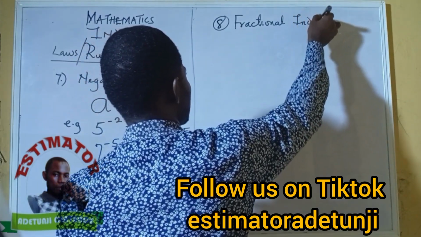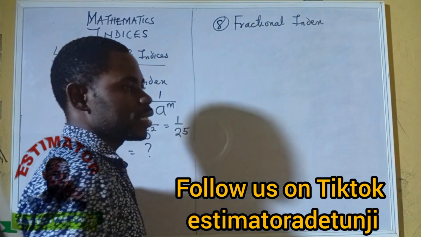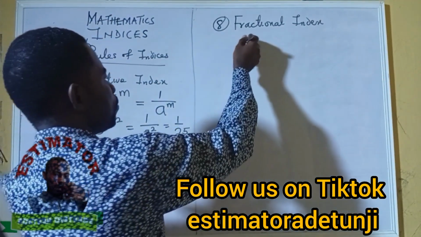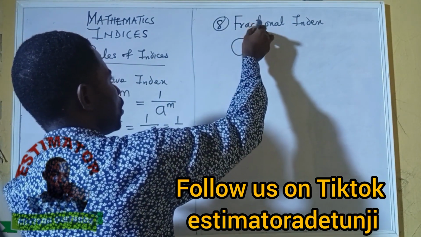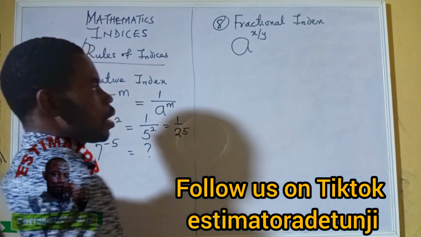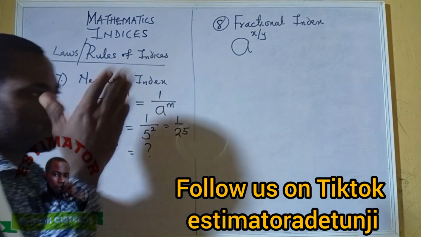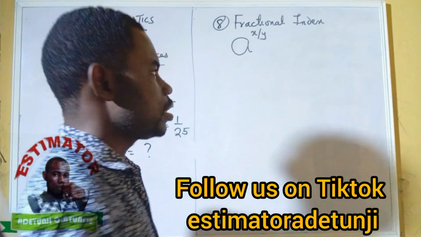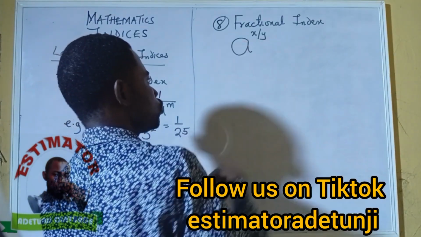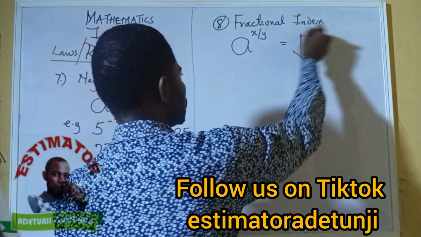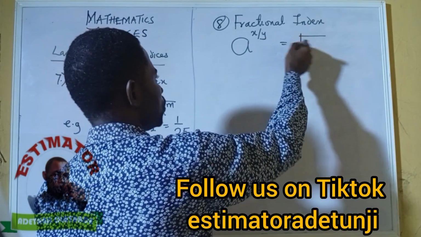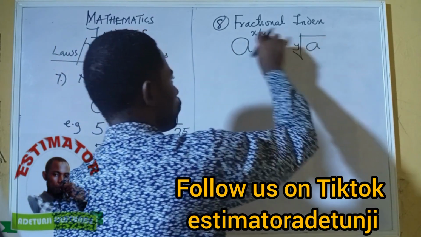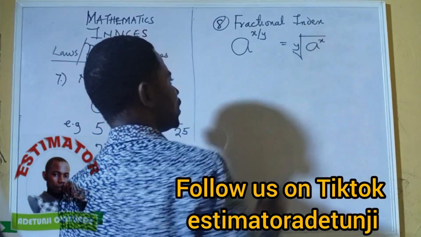Fractional index. Why do I call it fractional index? That is, my exponent will be a fraction. What am I saying? I'm having exponential x over y, a fraction as my exponent now. So what would be the result? How am I going to do it? It's very simple. The denominator becomes a root. My denominator becomes the root. The remaining item, the base number, will come inside, while the numerator becomes the exponent, and that's the result.